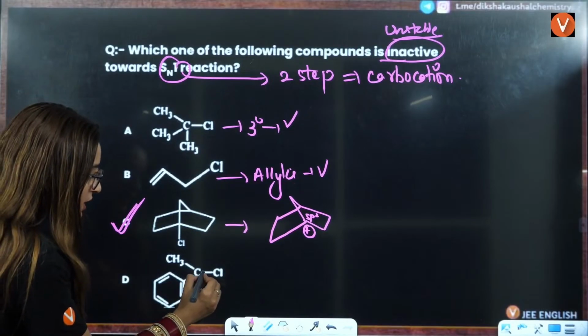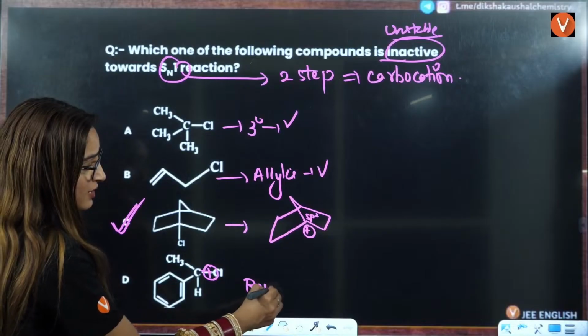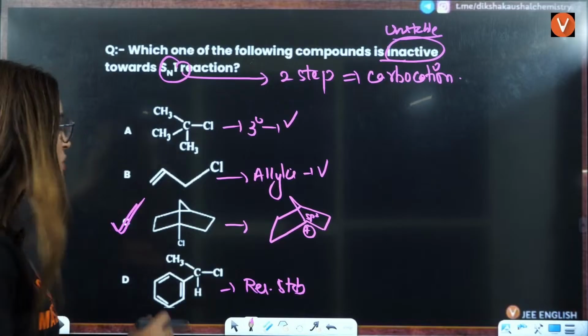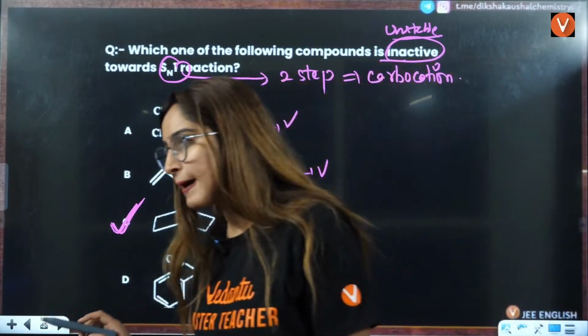If you see this here, it will give you positive here. That is resonance stabilized. So again, it is a stable carbocation, right? So answer will be C, which is going to give you unstable carbocation here, right?